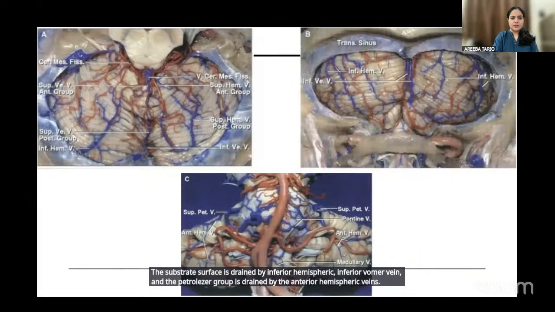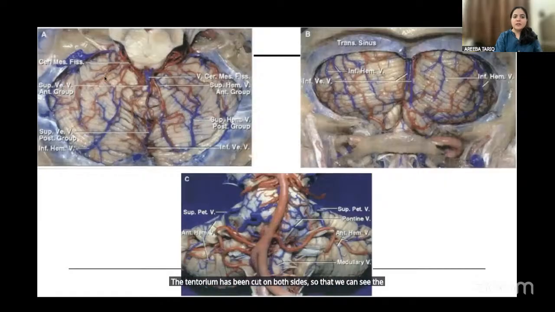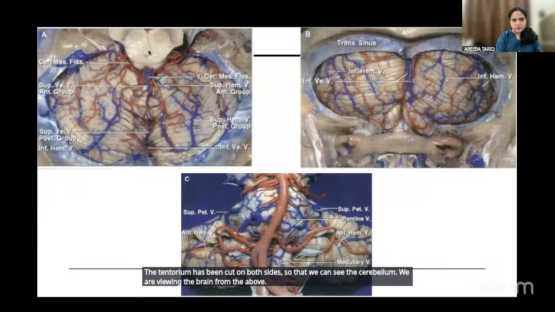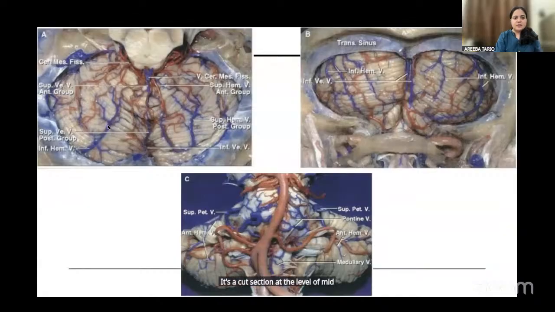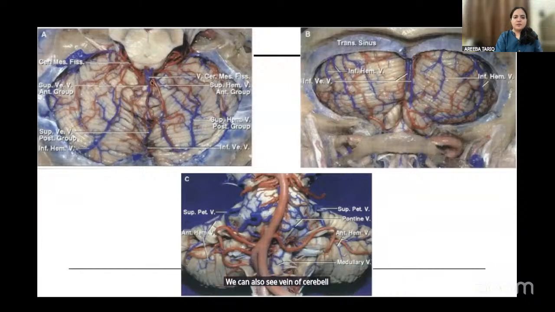Now, this is the tentorial surface of the cerebellum. The tentorium has been cut on both sides so that we can see the cerebellum. We are viewing the brain from above. It's a cut section at the level of the midbrain. And we can see these veins that are running. The ones on the surface are the superior hemispheric veins. And the one in the midline, which is draining the vermis, is the superior vermian vein. Very simple. We can also see the vein of the cerebellomesencephalic fissure here, which is a deep vein.